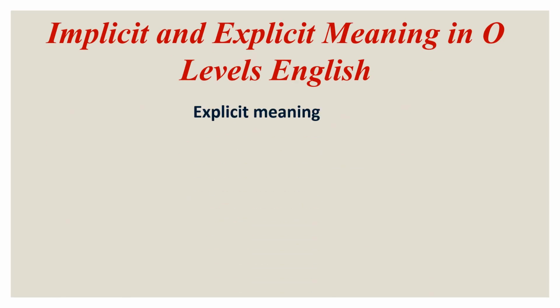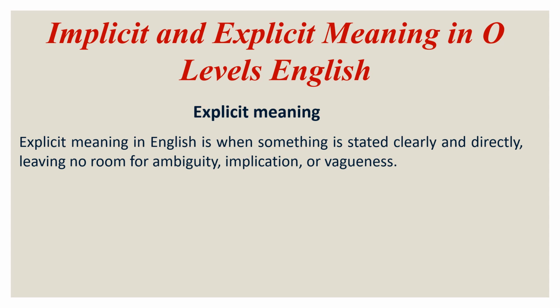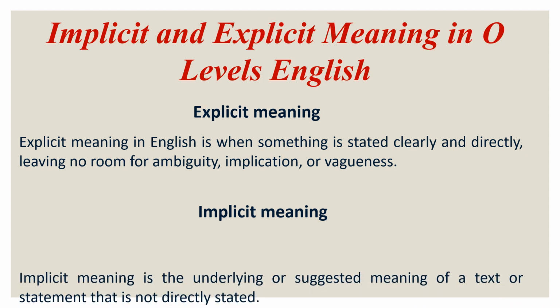When we talk about explicit meaning in a text, it means something which is stated directly or clearly in the text without any room for ambiguity or implication or vagueness. Unfortunately, fewer questions are set on explicit meaning and they carry fewer marks. On the other hand, the major part of the comprehension paper is based on implicit meaning questions.